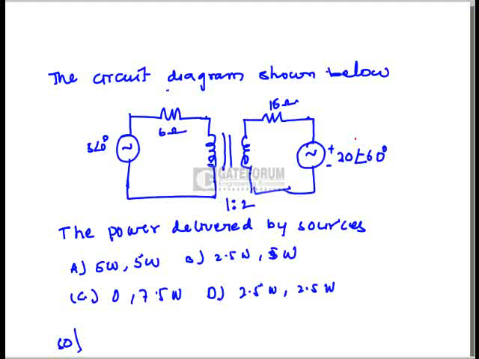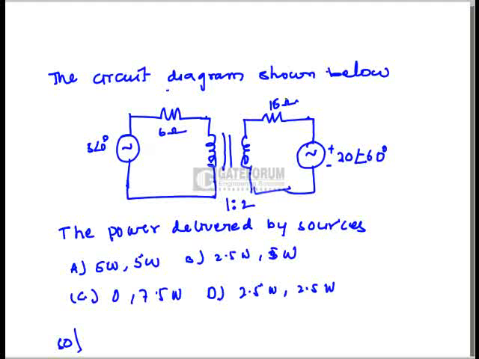If you want to find the power delivered, first we have to find the current through each and every source. To find the current through each source, first we have to represent this transformer by a network model. Basically this is an ideal transformer, so I am writing the equivalent circuit here. I am converting this into the primary side, shifting all these elements to the primary side. That means the 16 ohms and the 20 at an angle minus 60 degrees source to the primary side.